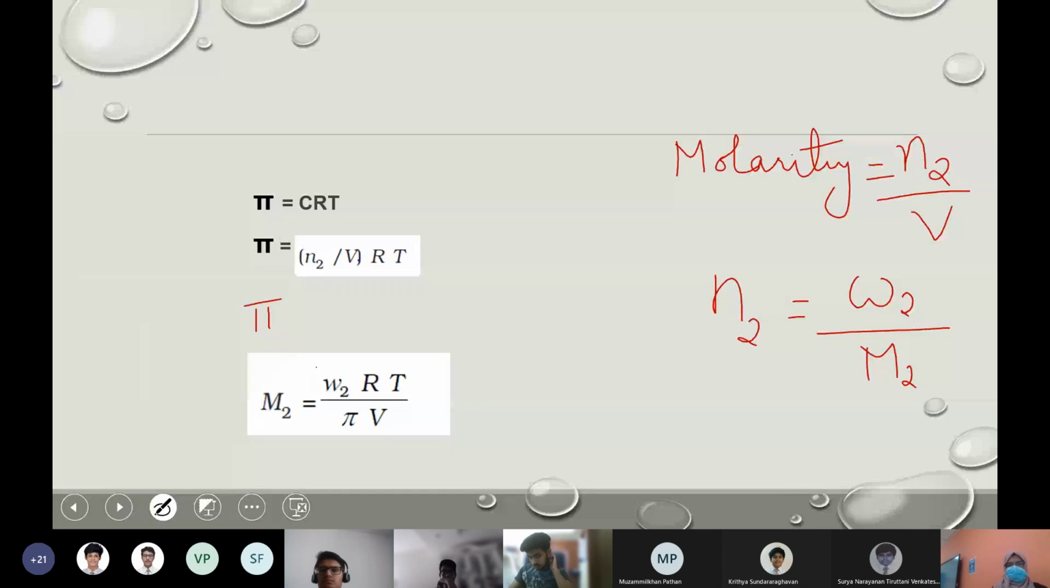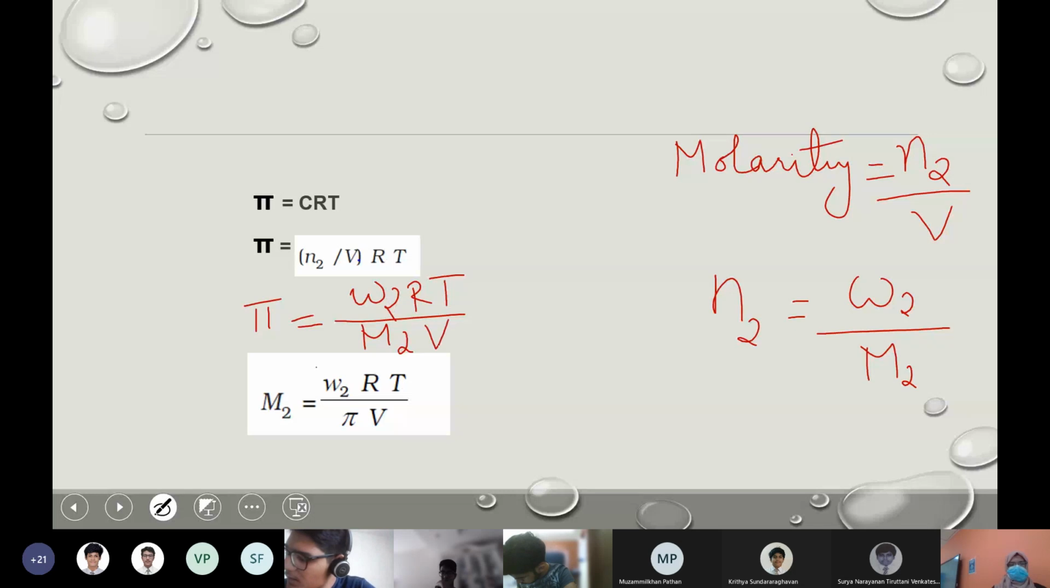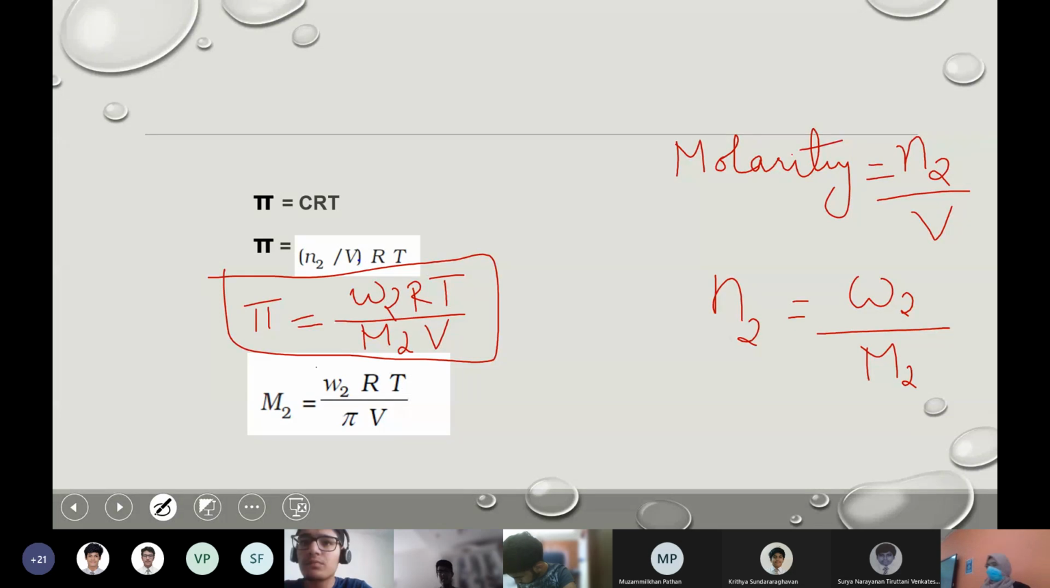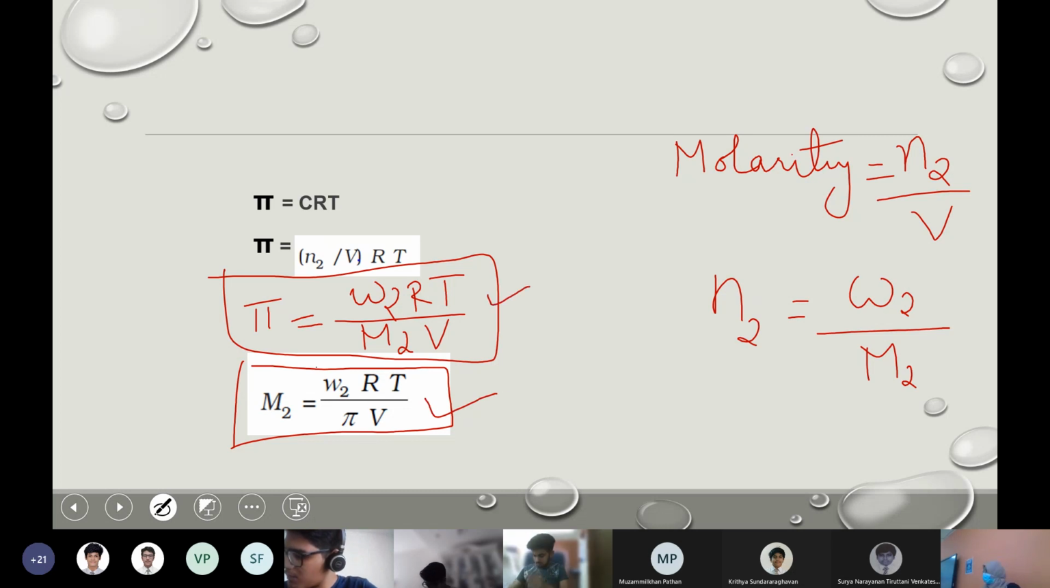Okay, let's see. Pi is equal to W2RT divided by M2 into V. So this is the final equation after putting all the expansions. And you can rearrange this equation in terms of M2, that is the molecular mass calculation, because we already discussed the previous colligative properties. Rather than measuring the colligative property, we use this method for calculating the molar mass of a solute. So M2 calculation is equally important as calculation of the colligative property.